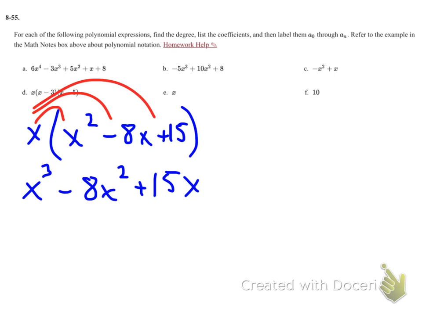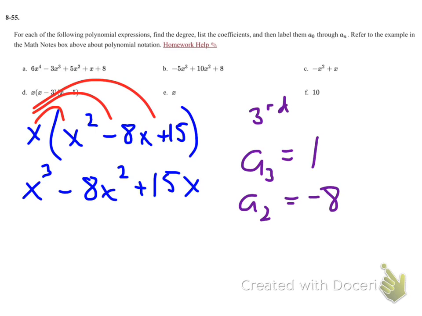So this is a third degree polynomial. My a sub 3 is going to be 1, so it has positive orientation. My a sub 2 is going to be a negative 8. My a sub 1 is going to be 15. And my a sub 0 is 0. I do not have a constant term.